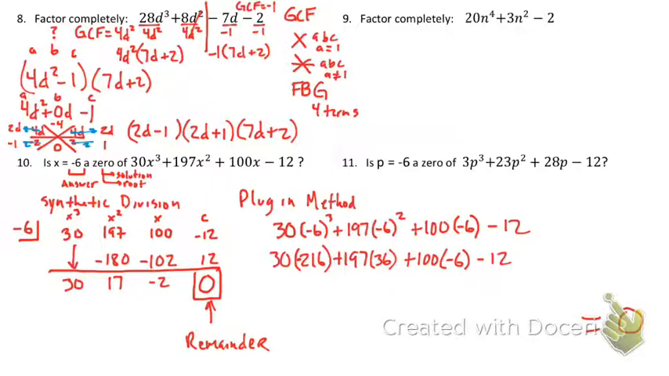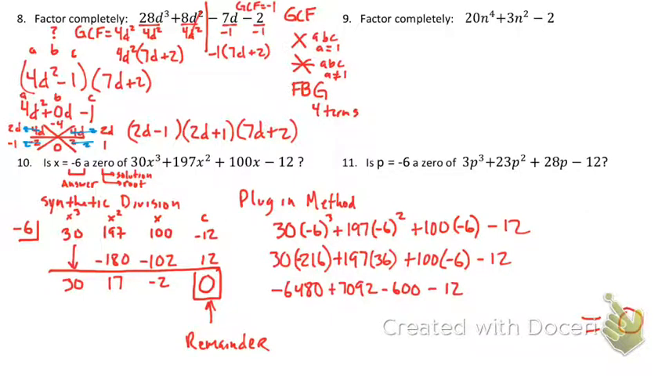Now we're going to do the multiplication. So it's 30 times 216, or negative 216. We get negative 6,480. Again, I'm not doing this in my head, guys. I'm using my calculator. And now we're going to go positive 197 times 36. That gives me positive 7,092. And then 100 times negative 6. That's negative 600. And then minus 12.